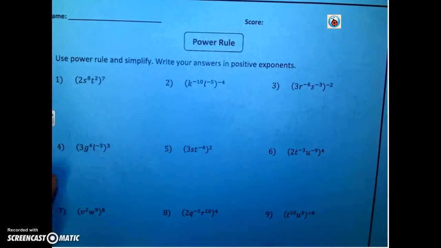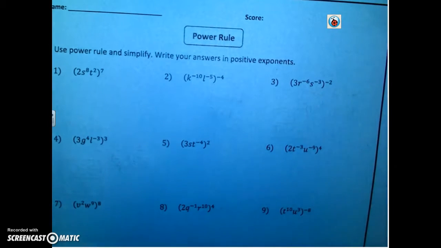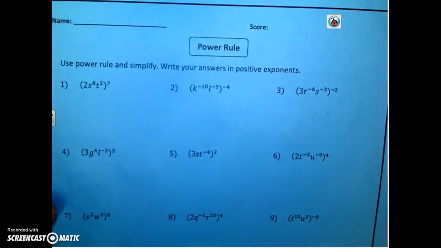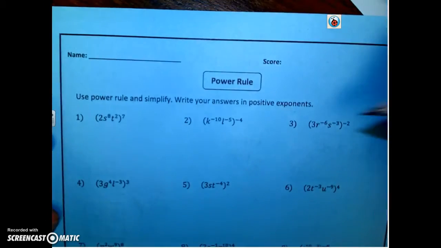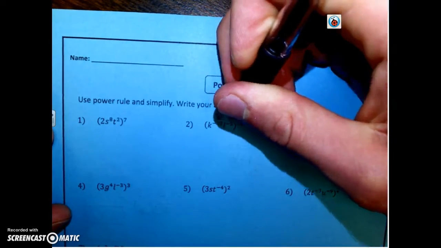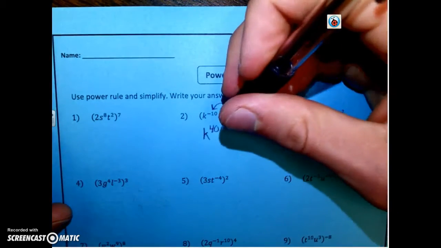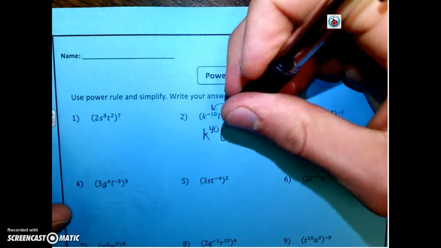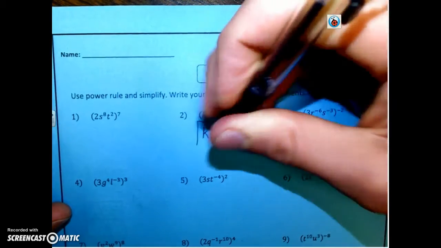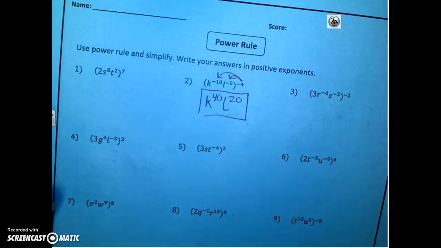Power rule. This is when we have an exponent on the outside of our parentheses, we must multiply by all of the exponents on the inside of the parentheses. All right, so, for example, let's go to this one right here. I've got this negative 4. You must multiply by both exponents on the inside. This will give me a k to the positive 40 power and an l to the positive 20 power. That's all it is. With the power rule, multiply the exponents by all the exponents on the inside.